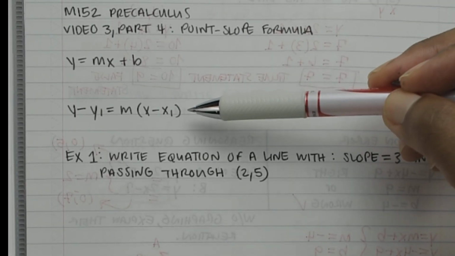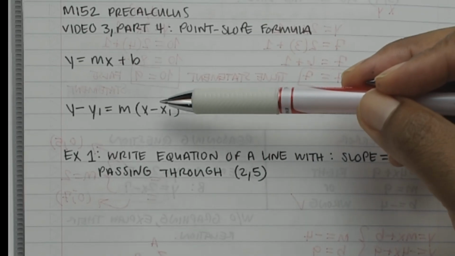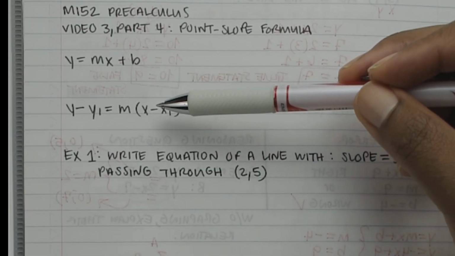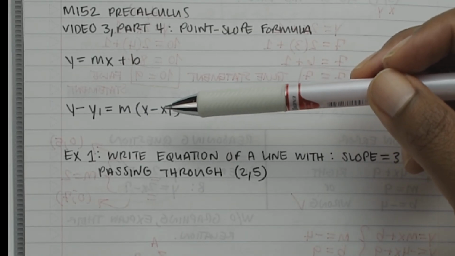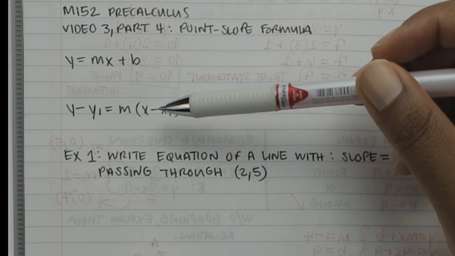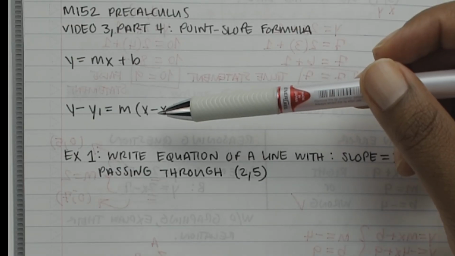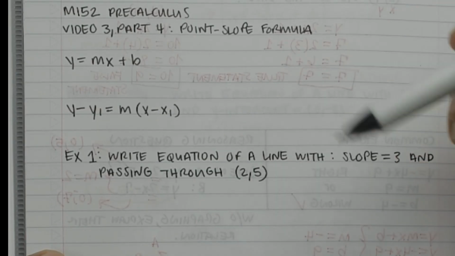Here is point slope form. y minus y1 equals m(x minus x1), where m is the slope and (x1, y1) is a known point on the line. Okay.